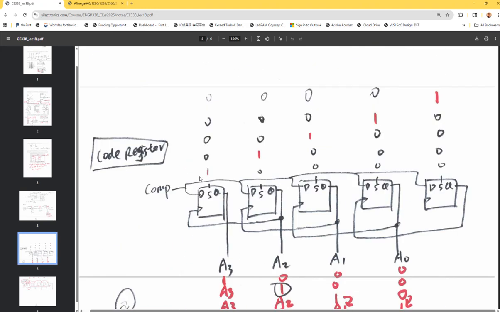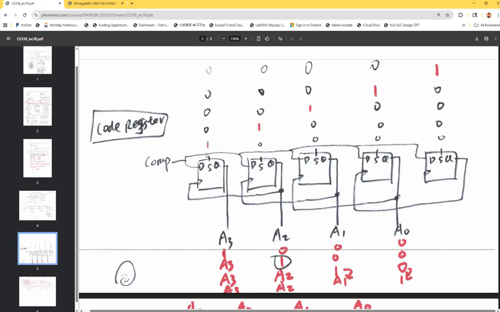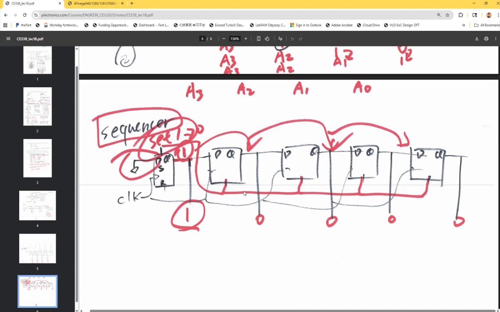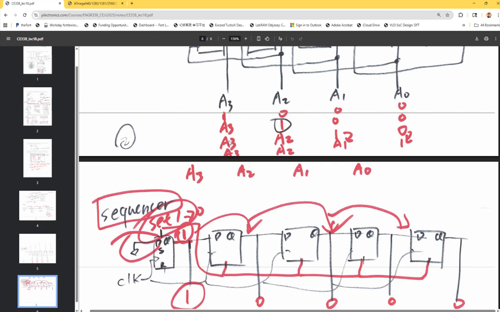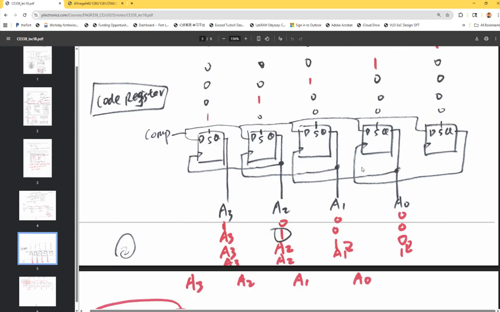The code register is over here, at the bottom, even though I drew it first. Actually, this one should be at the bottom, the code register. So this circuit should be on the top, right? And this is at the bottom. All right, how does this work?